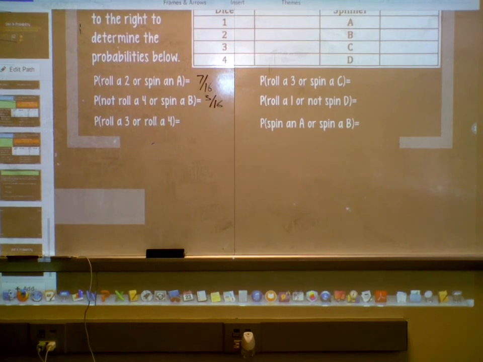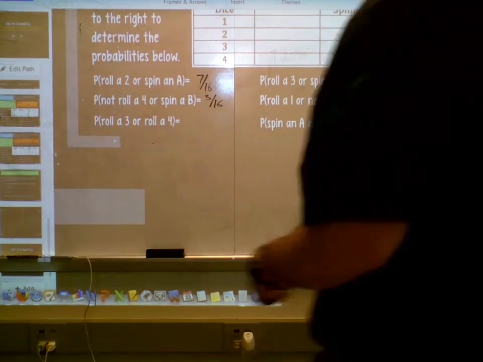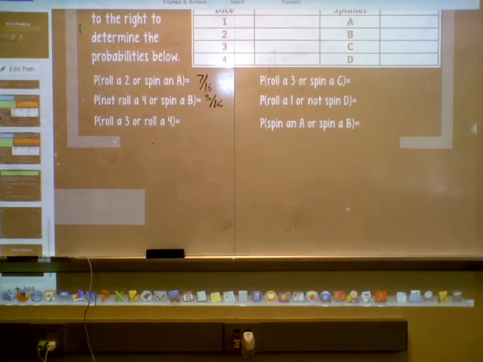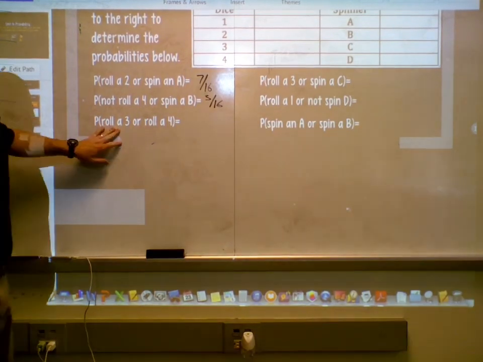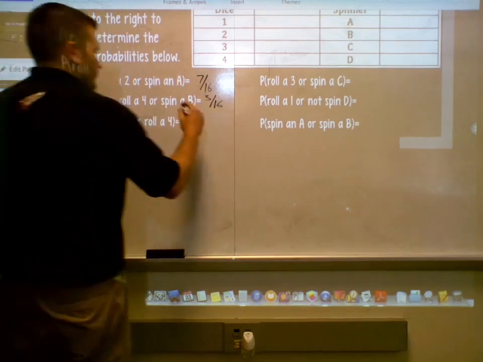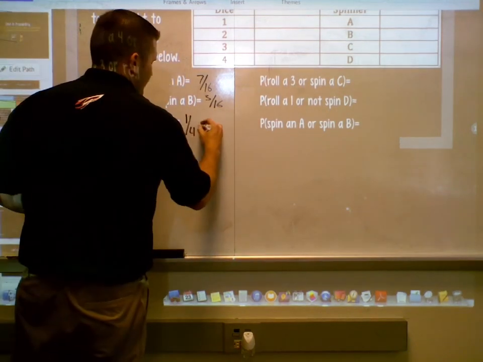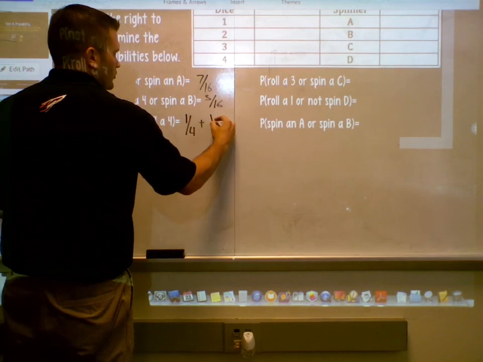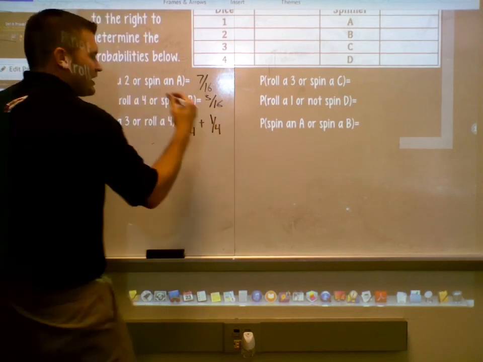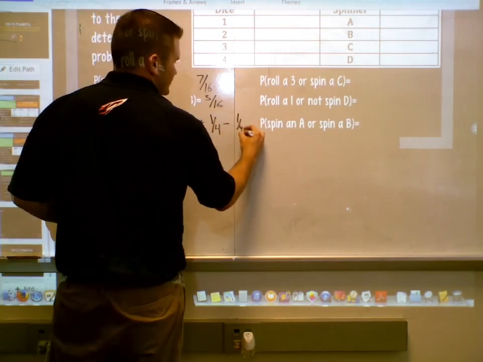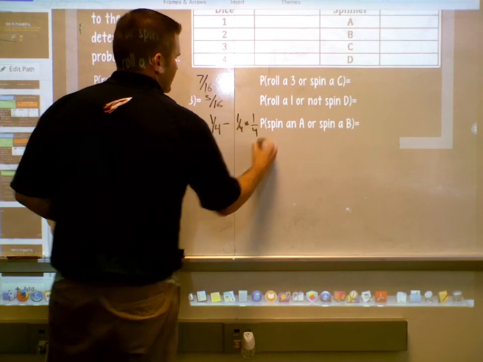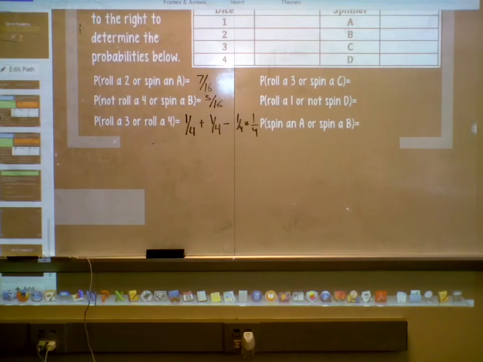Alright, try these out. I think those that are trying them are pretty close to being done. Those that aren't trying them, we'll wait all day. We won't get anything. Alright, so what's the probability of rolling a 3? 1/4. What's the probability of rolling a 4? 1/4. Now I'm guessing a lot of you then did this and got 7/16. Is that correct?